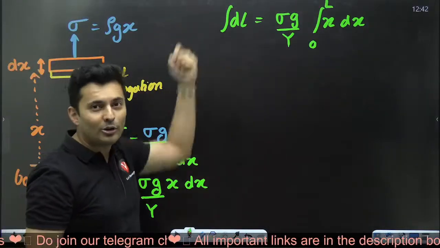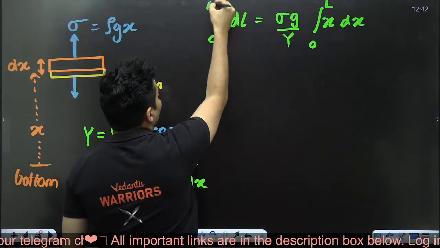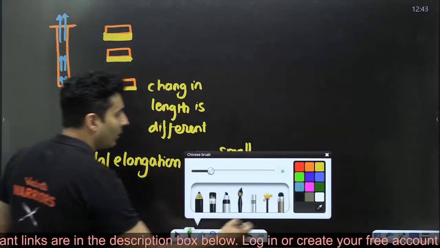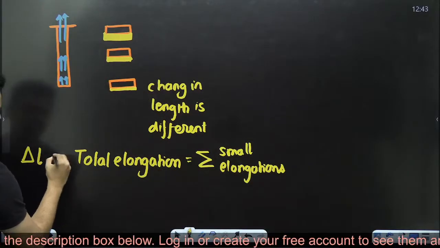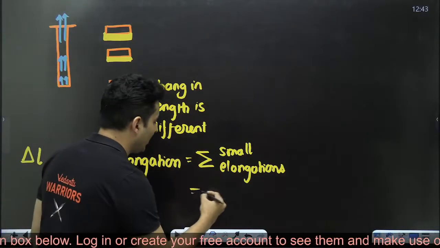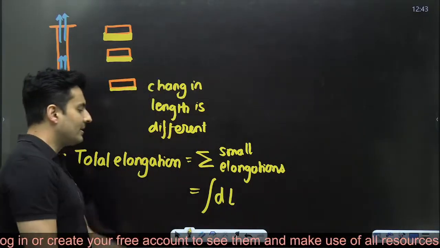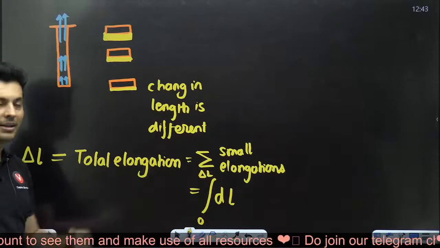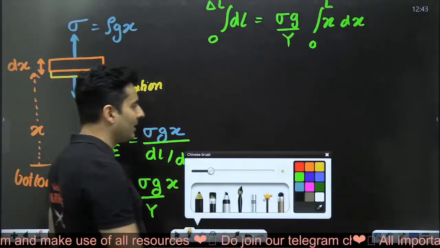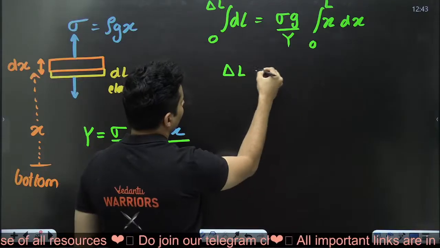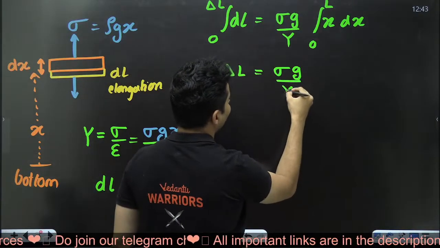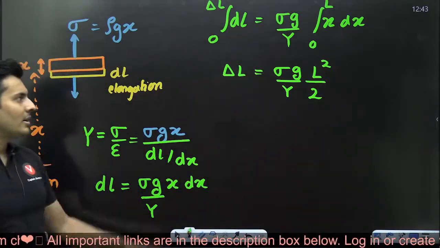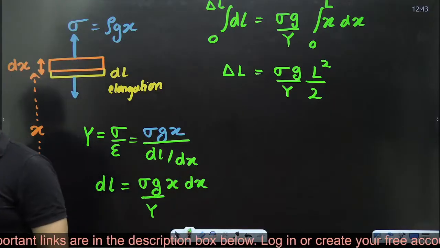X is this x. So it will start from 0, it will go till this. But do not say dl will also go from 0 to L. This will go from 0 to the complete change of the length. This is the total change of that length which we are talking about, total elongation. That total elongation is the sum of all the small elongations. That means it is integral of dl from 0 to whatever delta L we are talking about. So just put delta L over there and we'll get the answer. So delta L will be rho g by y, and this will be nothing but L square by 2. So that is the final answer: rho g L square by 2y.